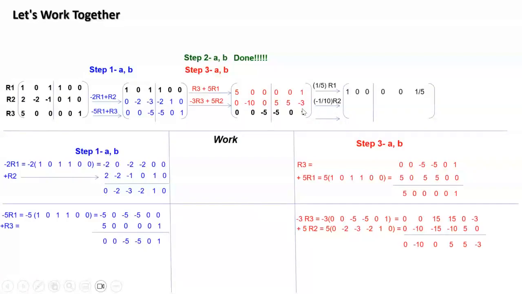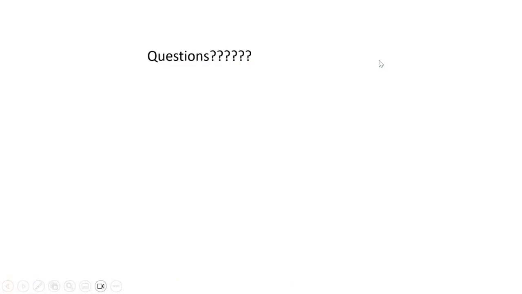If I multiply negative 1/10 times row 2, it's going to give us 0, 1, 0, 1, negative 1/2, negative 1/2, and positive 3/10. Then if I multiply negative 1/5 times every element in row 3, it's going to give us 0, 0, 1, 1, 0, negative 1/5. So this is my inverse. Let me go back. So the 0, 0, 1/5, negative 1/2, 3/10, 1, 0, negative 1/5 is considered my inverse. And I believe we're done with this workshop, guys.